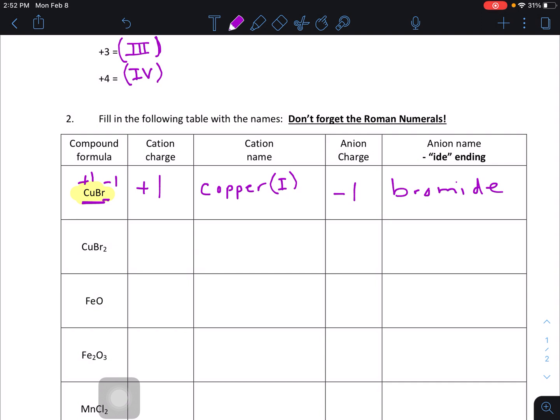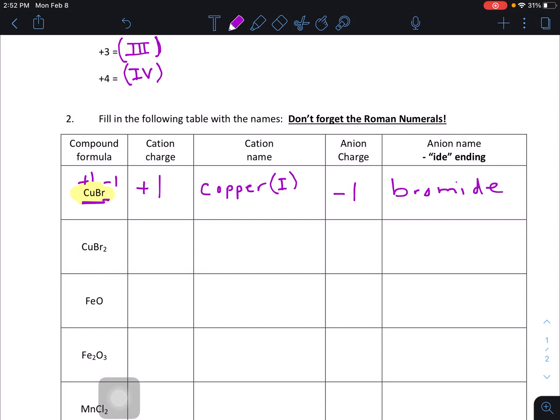Okay, copper is in group number 11, which is a transition metal. Remember, your transition metals are all the metals from group number 3 all the way over to the semimetals or metalloids, which are in a step line from group number 13, 14, 15.